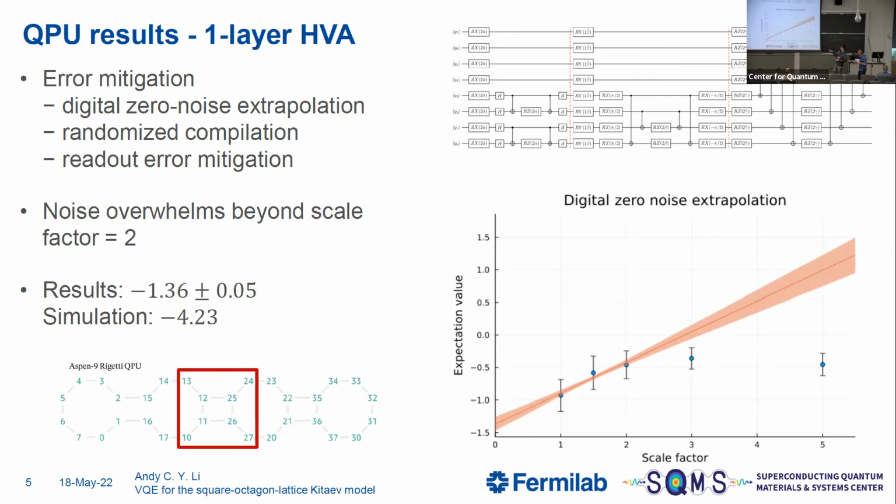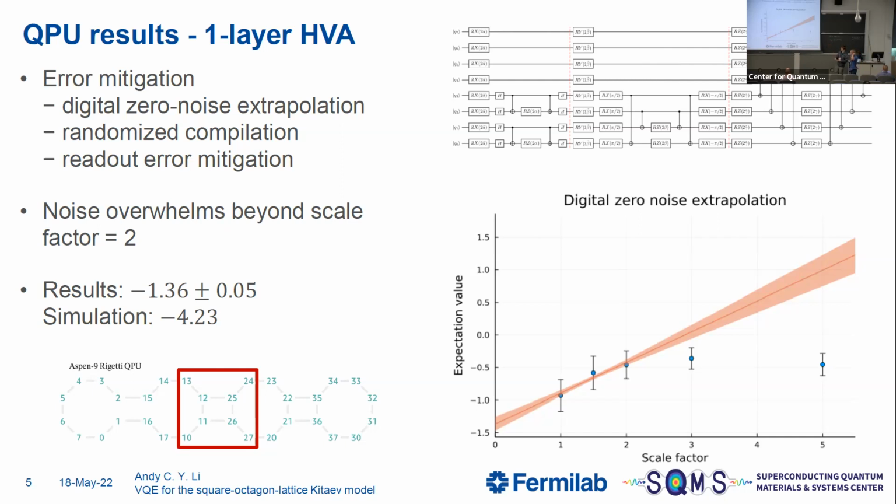I should explain it clearly. We have the result here with -1.36. In the simulation, we ran the same circuit and obtained the energy value there. So -4.23 is the value we get if the circuit is implemented without any noise. So the difference here is hardware error.